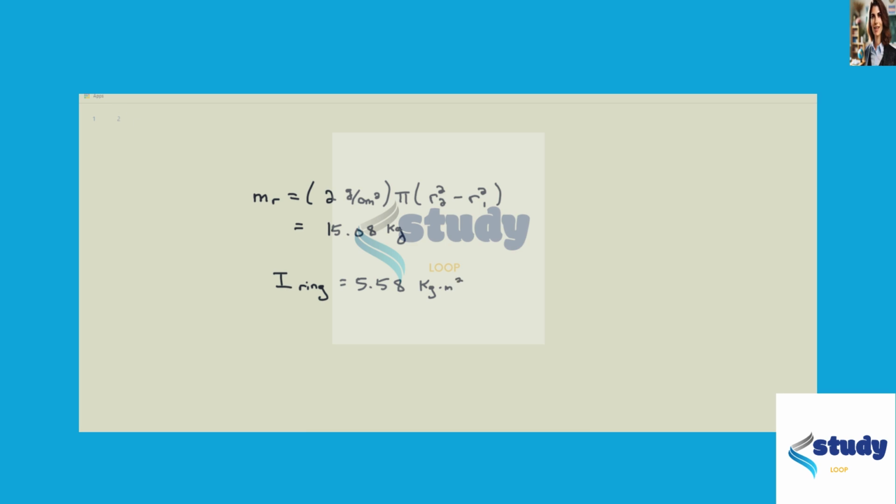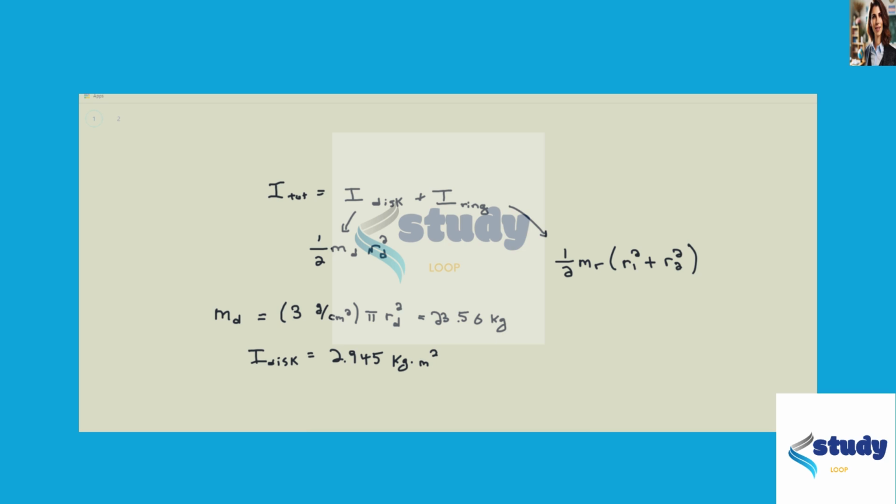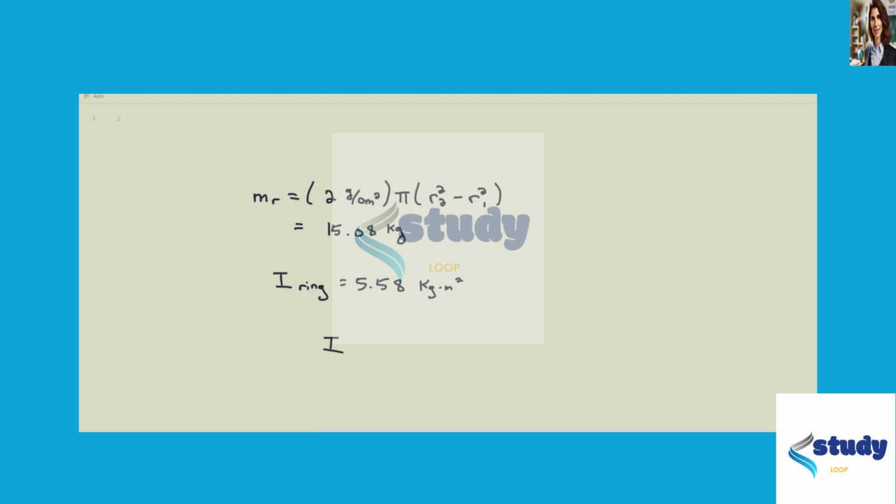At this point, we have a value here, and we have a value here. So we simply sum them to get the total. When you do that, you get the total moment of inertia is 8.52 kilograms meter squared. And that's the final answer.